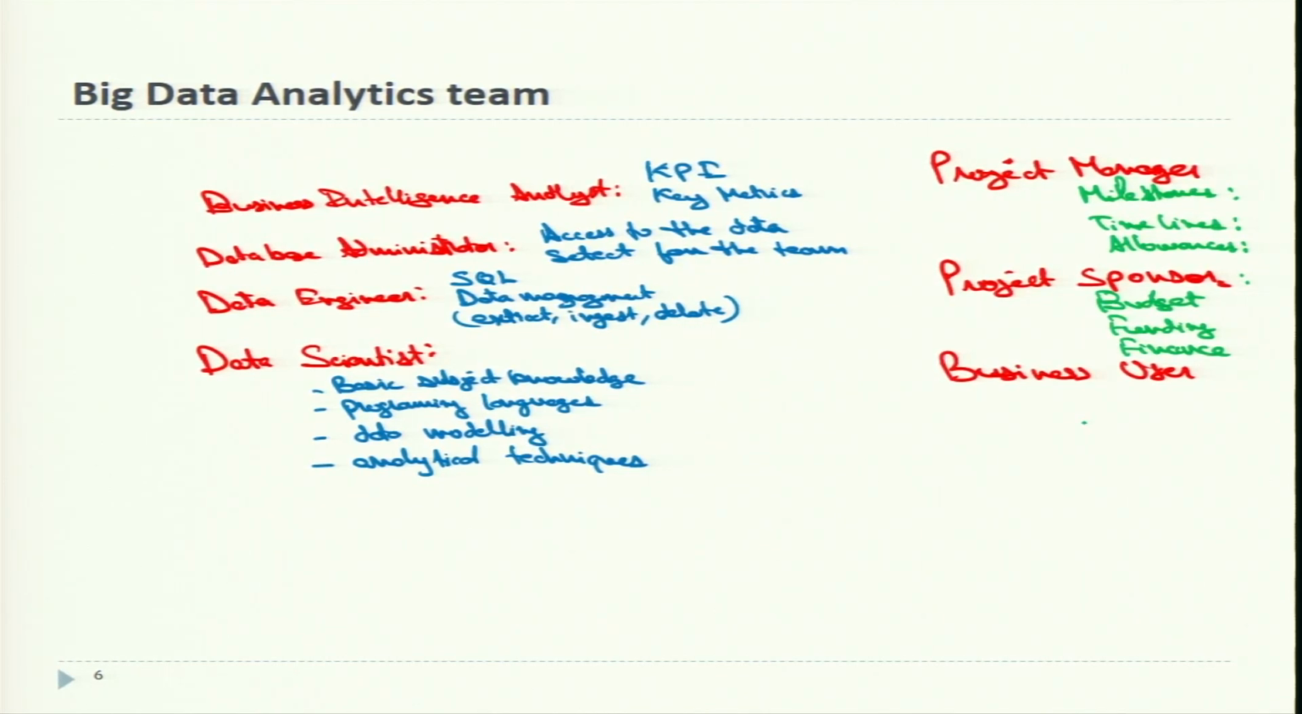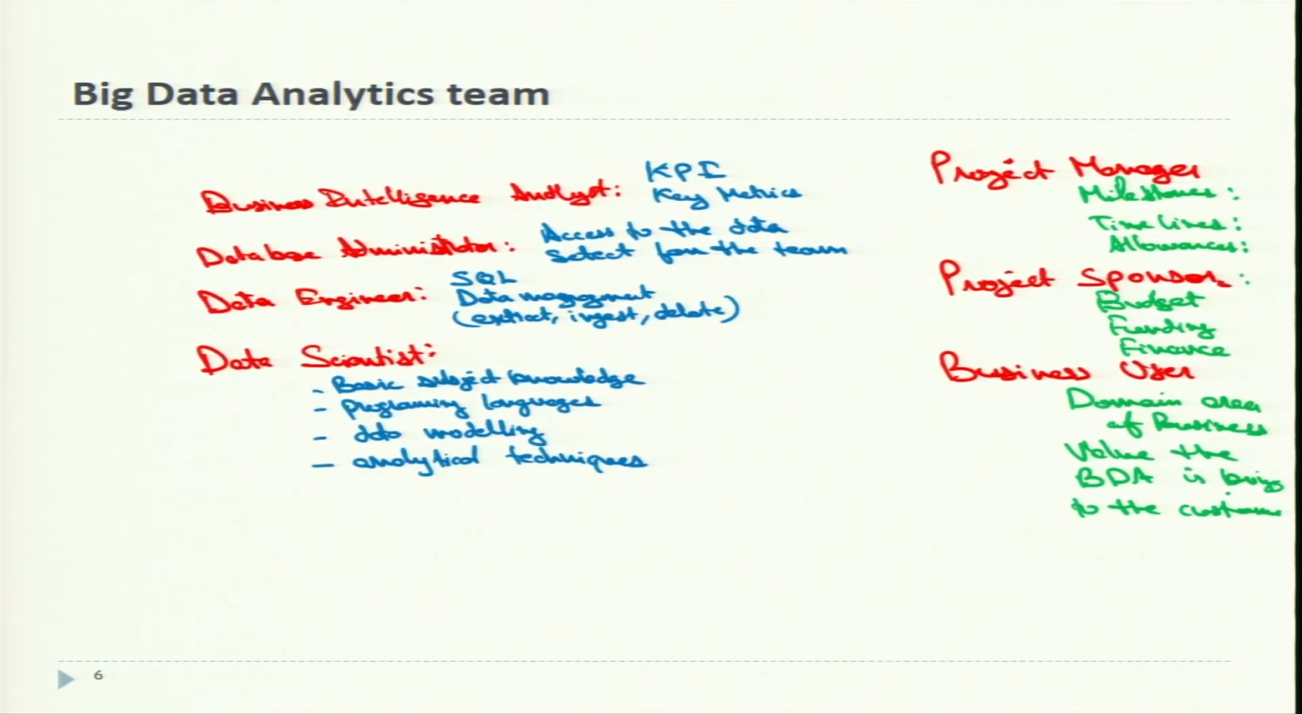Now next is the business user. The business user is the one who understands the domain area of business. So this is a person who can consult or advise the project team on the overall context of the project, or what value the BDA, I would put BDA as big data analytics, is bringing to the customer.